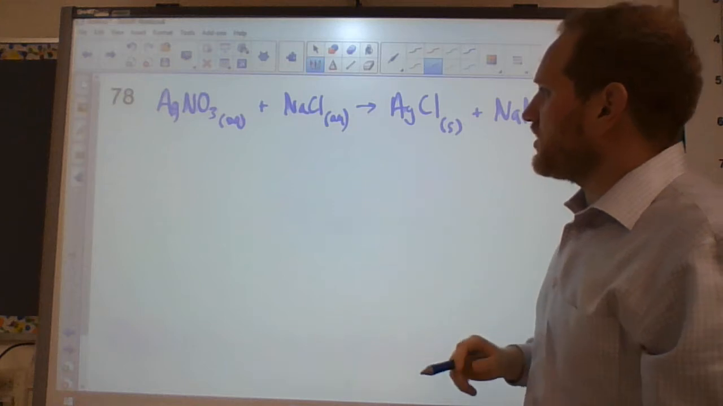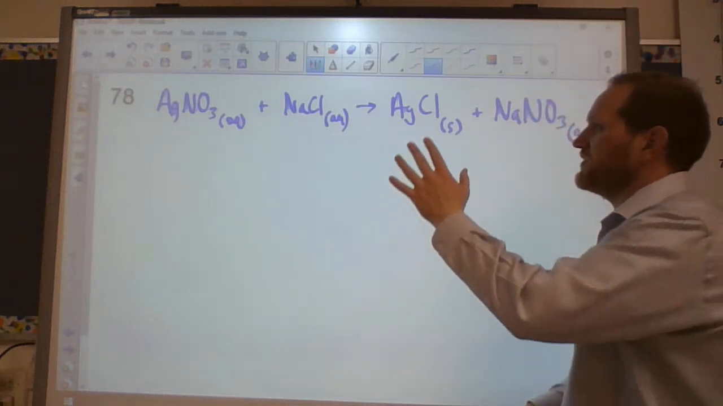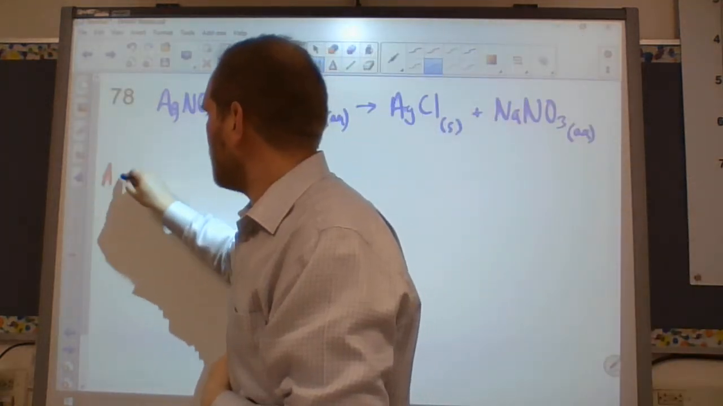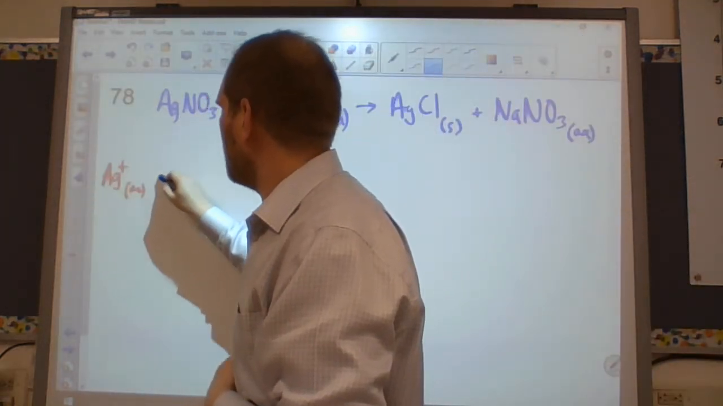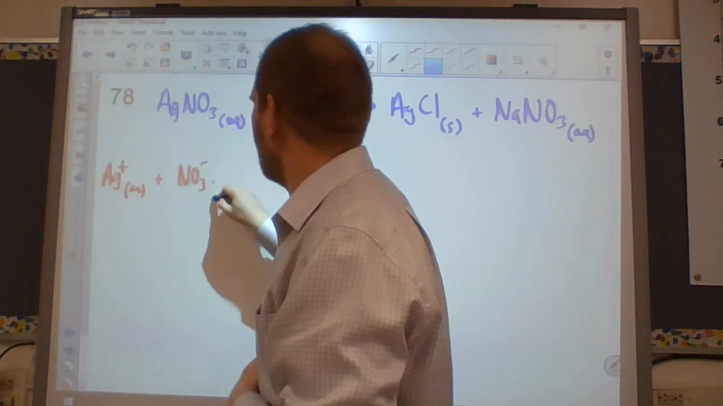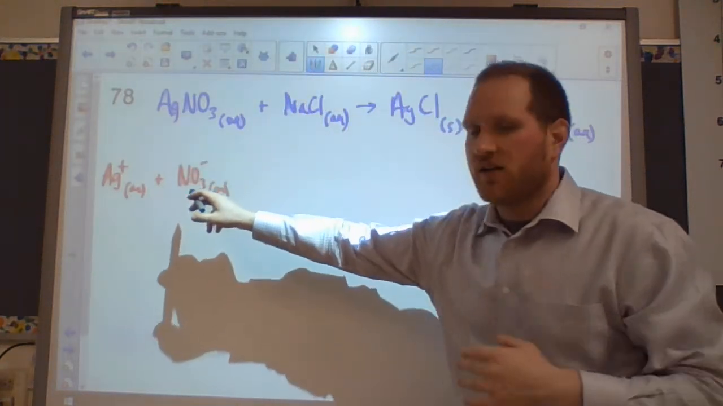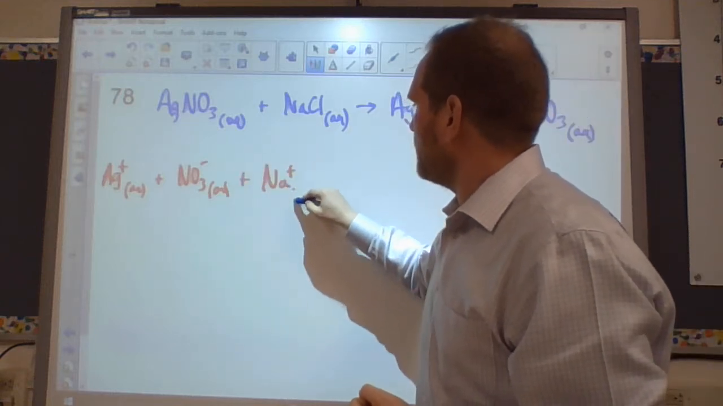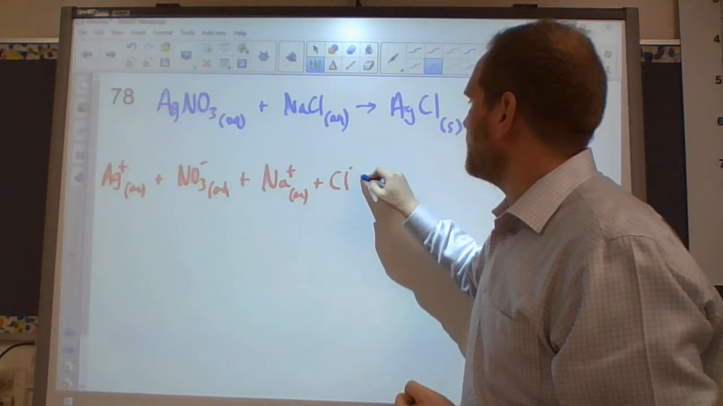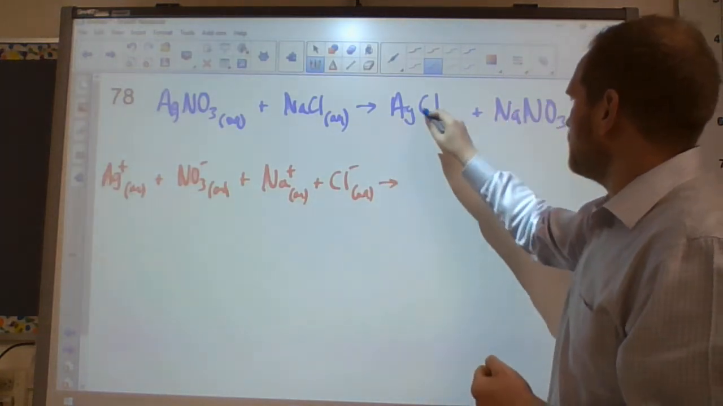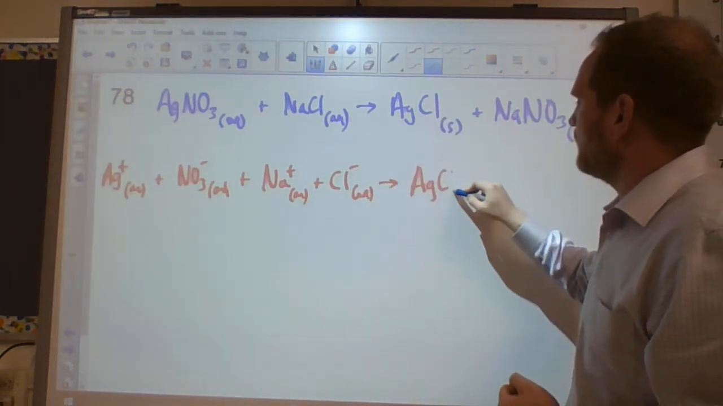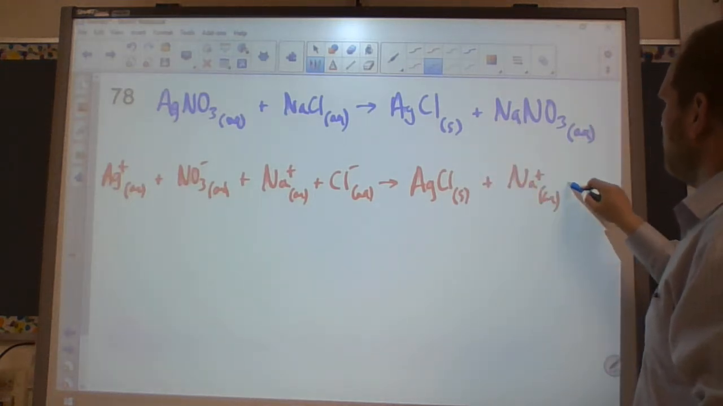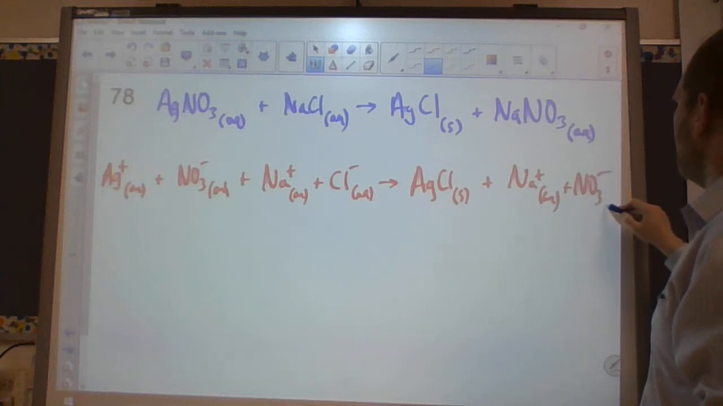So the total ionic equation, we showed this earlier. You basically split the aqueous compounds up and you keep the solid together. So I'll try to squeeze this all on the same line. Ag plus aqueous plus NO3 minus aqueous. Remember, polyatomics stick together as a team. Plus Na plus aqueous plus Cl minus aqueous yields, this is going to stay together, plus Na plus aqueous plus NO3 minus aqueous.